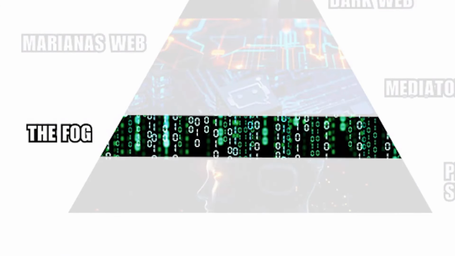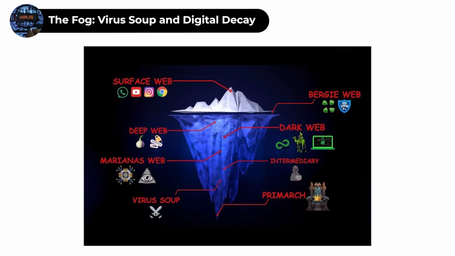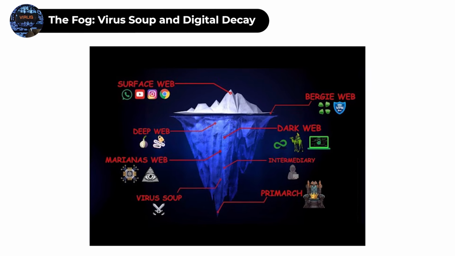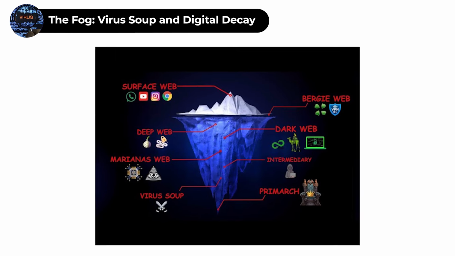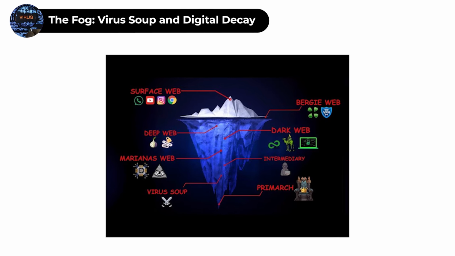The fog, virus soup, and digital decay. The fog, also known as virus soup, is a term rooted in internet folklore, referring to an alleged layer of the internet where chaotic, unregulated, and often malicious digital activity occurs.